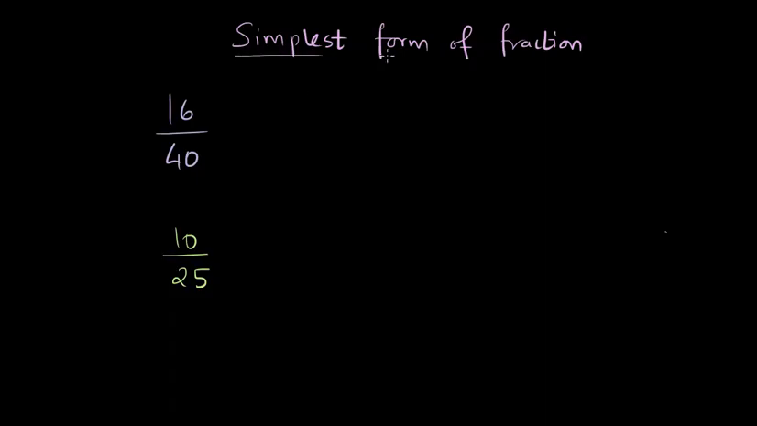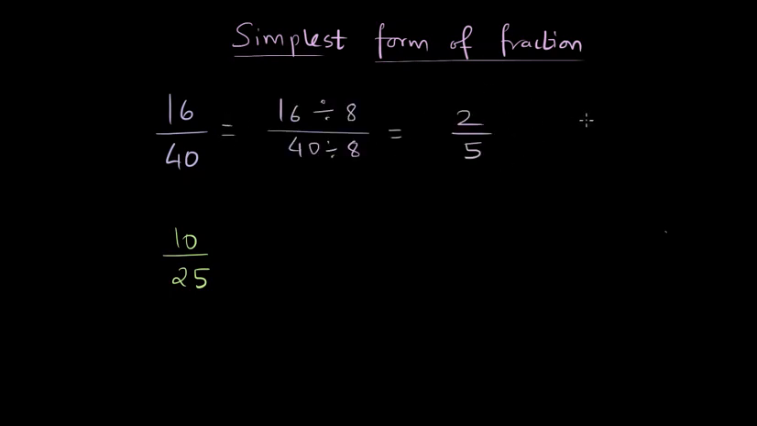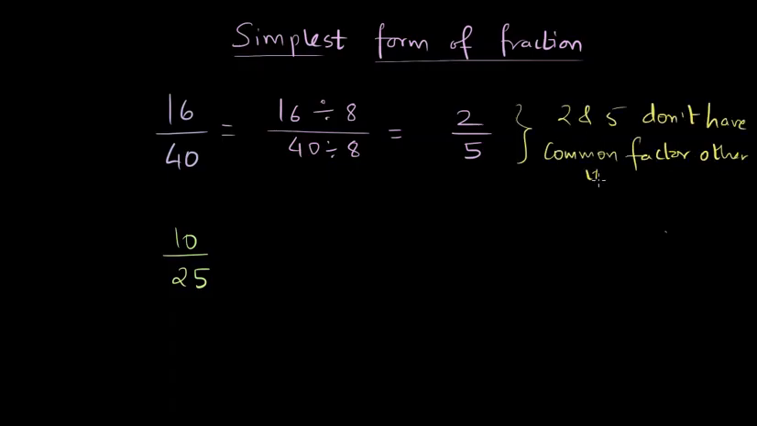Now when we want to find the simplest form of fraction, we divide the numerator and denominator by a common number or the same number and arrive at a certain fraction, and the objective is to reach a fraction in which the numerator and denominator do not have a common factor other than 1. So if we divide 16 and 40 by 8, we get 2 by 5, and 2 and 5 do not have a common factor other than 1, and therefore this is the simplest form of the fraction.